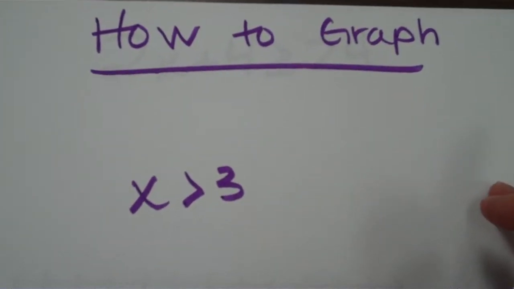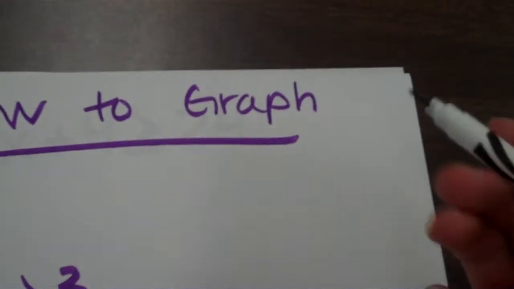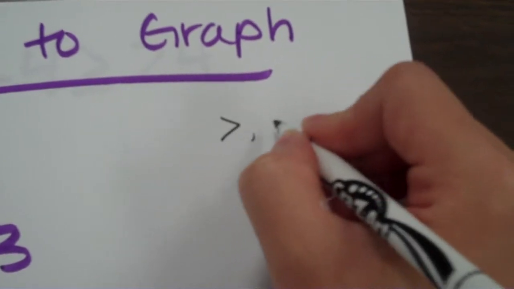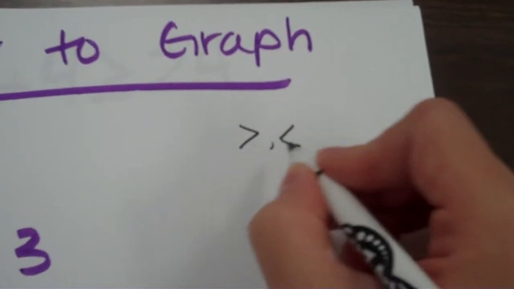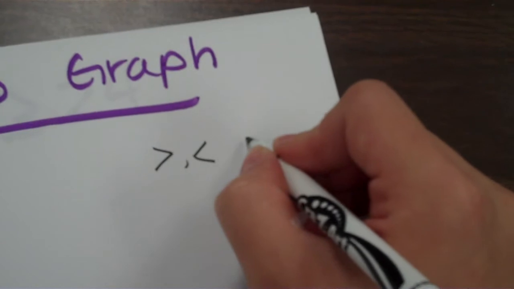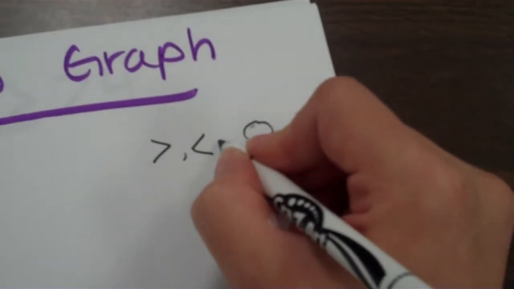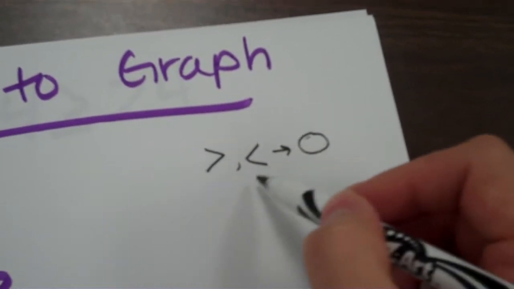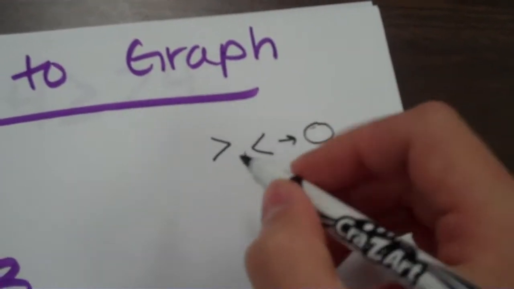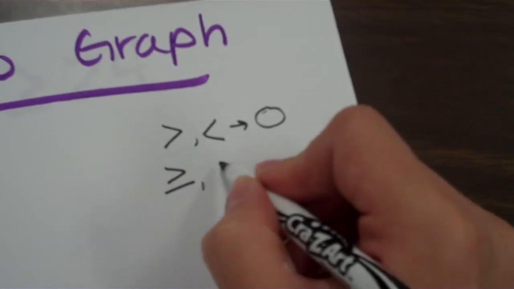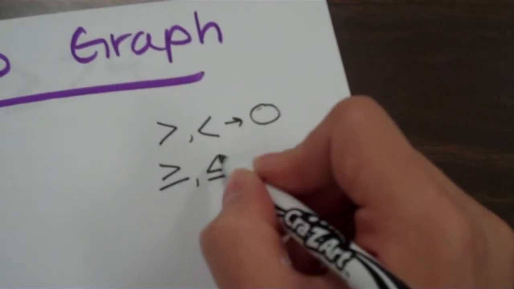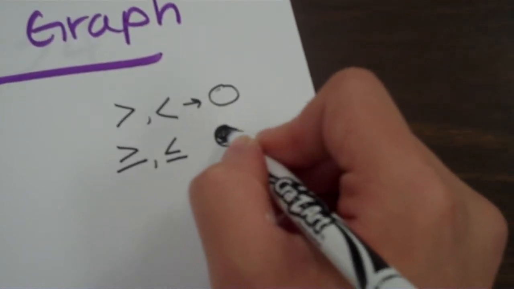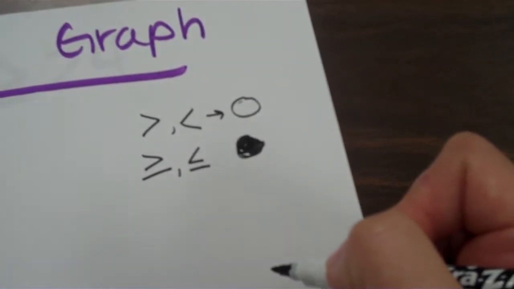How to graph these is pretty simple, but I want to go over some basics. If you remember in algebra, you've done this with domain and range. If it's greater than or less than, meaning there's no line underneath it, that is an open circle. But if there's a line underneath it, greater than or equal to or less than or equal to, it is a closed circle. Okay? With me here?